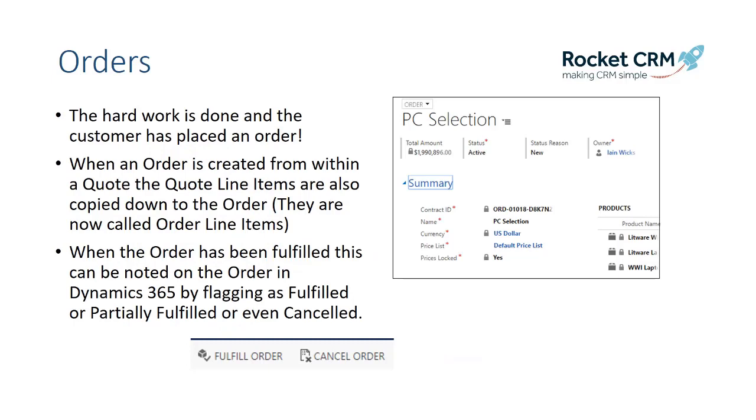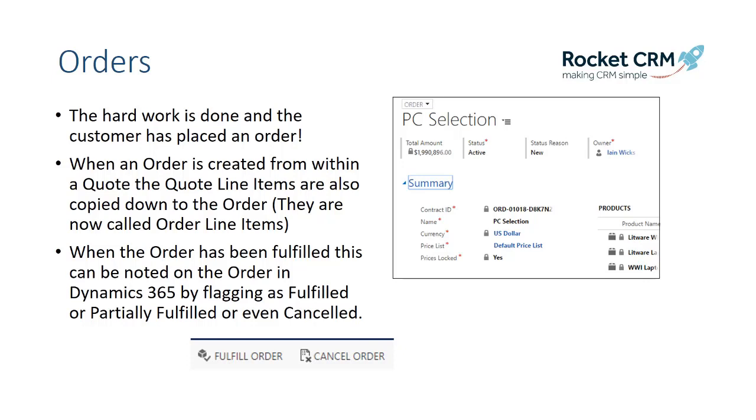So we're now on to orders. The hard work is done. The customer's placed an order with you. Now, when the order is created from within a quote, the quote line items are also copied down to the order. So, funnily enough, they're now called order line items. So here we go. Here are our line items being copied down from the quote.